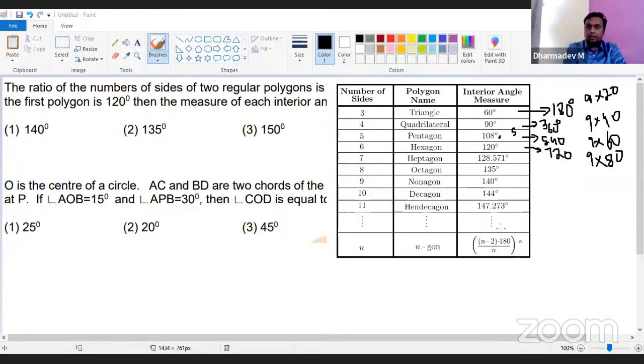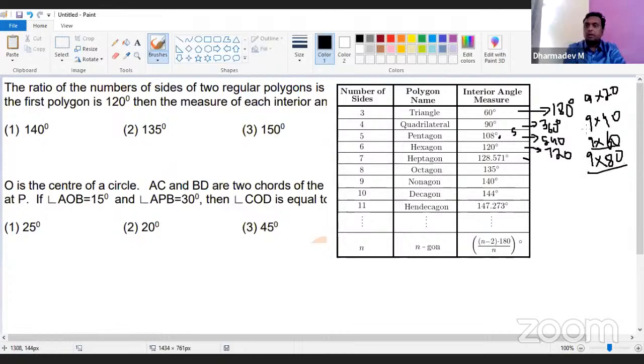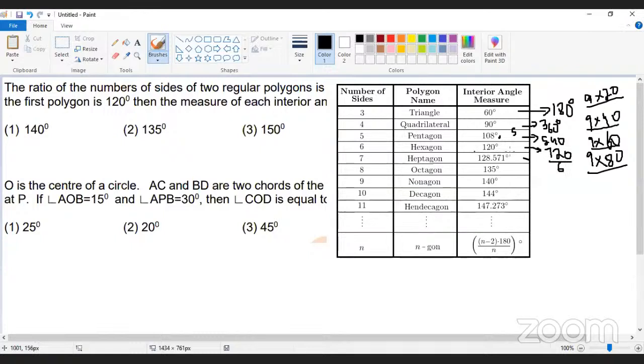So like that, when I go on, if I say for 7, it is said to be 128.57. Whatever formula you have used so far, this is a shortcut for you to remember. So how to get these? 9 times 2, 9 times 4, 9 times 7, and then 9 times 8. So I'll get 720. Now I'll divide it by 6 sides, so I'm getting 120.